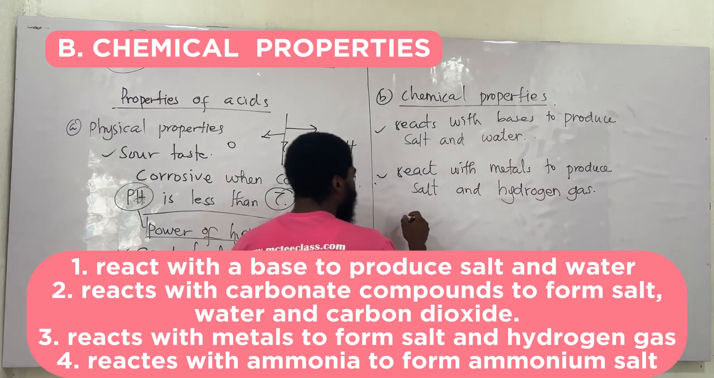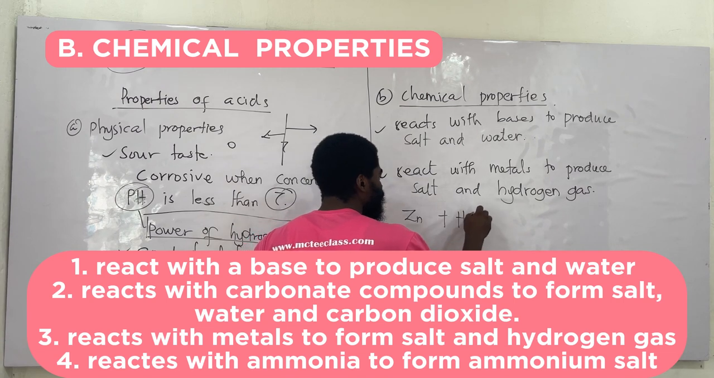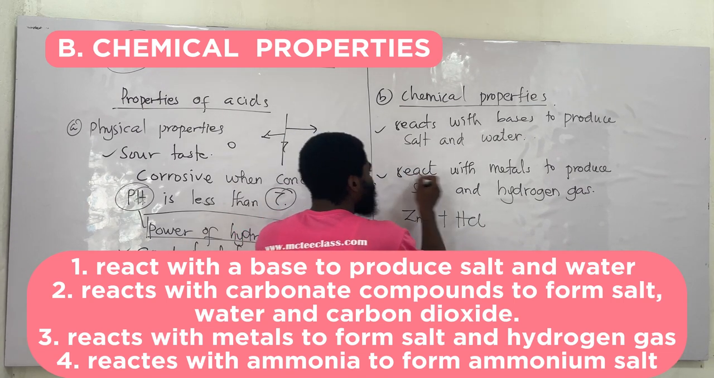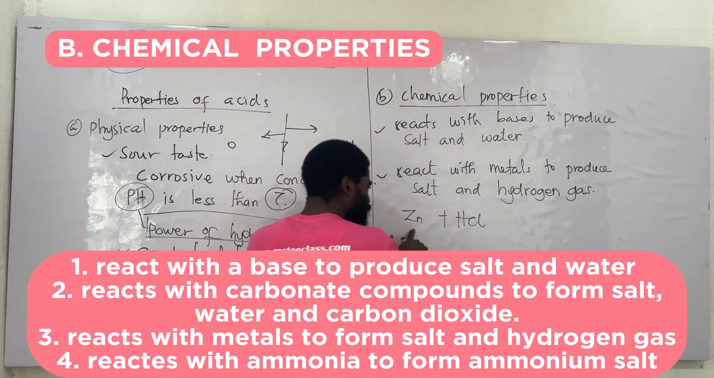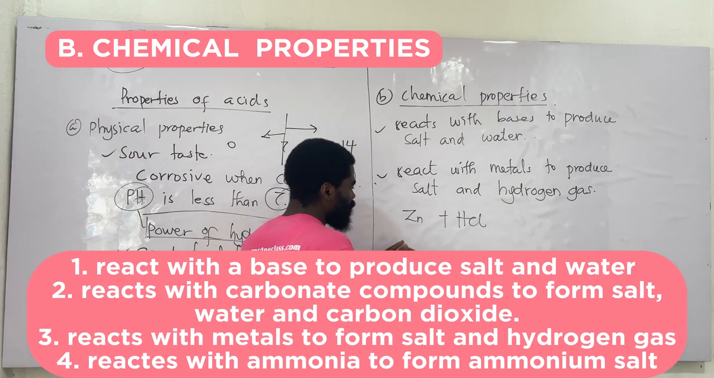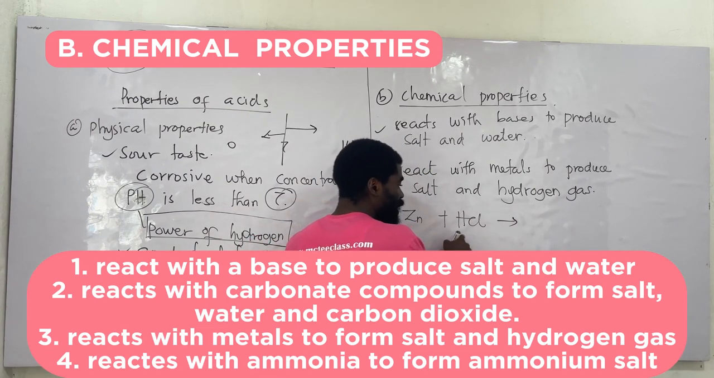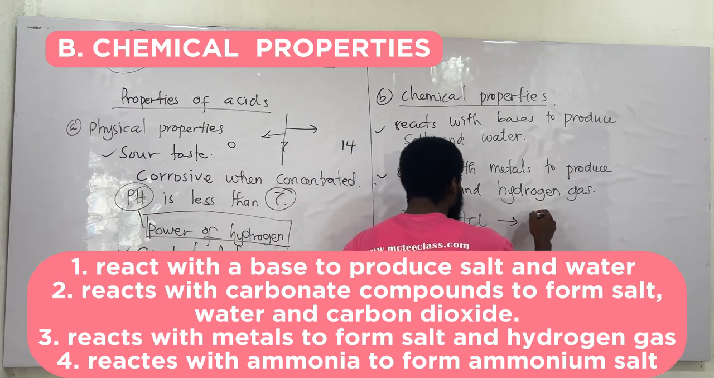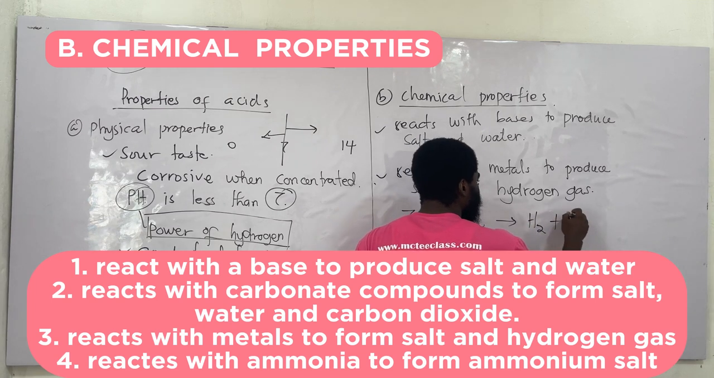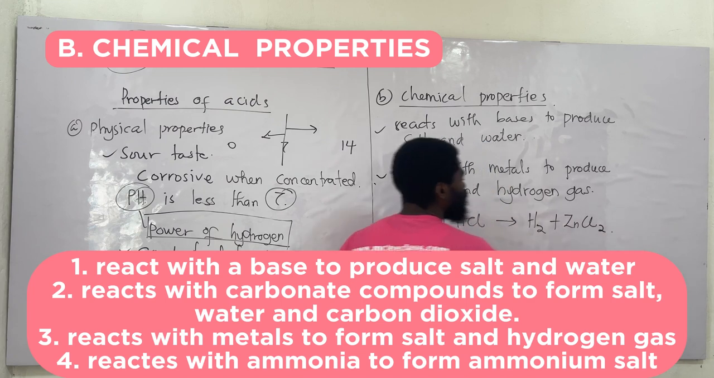Gas. Good. So I have a metal which is Zn plus an acid HCl. When acids react with what? Metals. This is a metal because zinc is 2 plus and the positive ones are metals. So zinc plus HCl will give me H2 plus ZnCl2. This is zinc chloride, right?